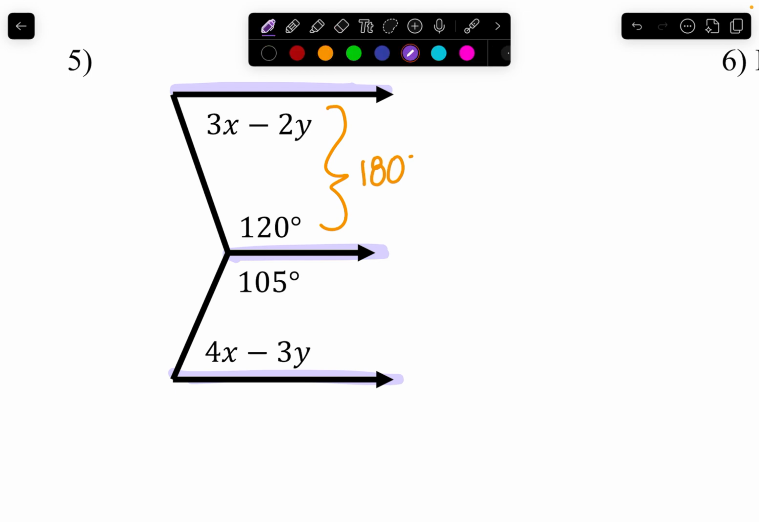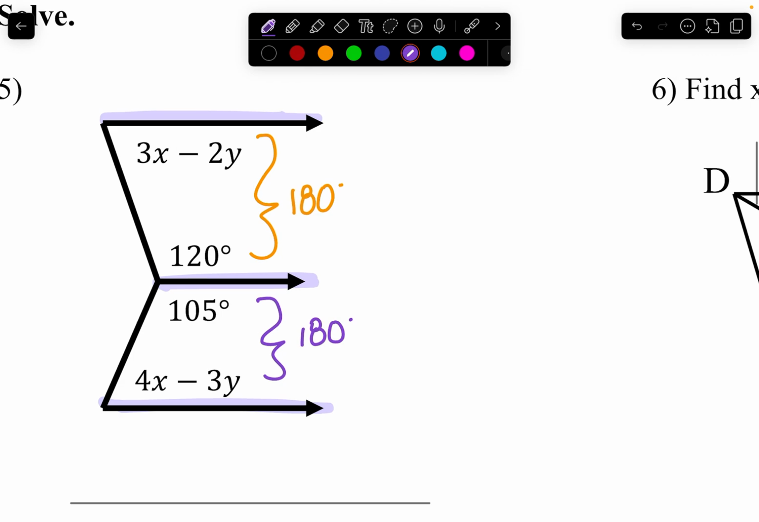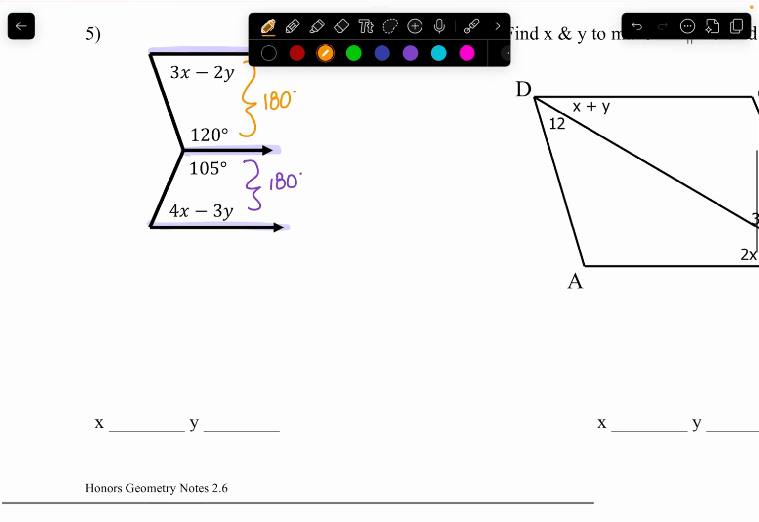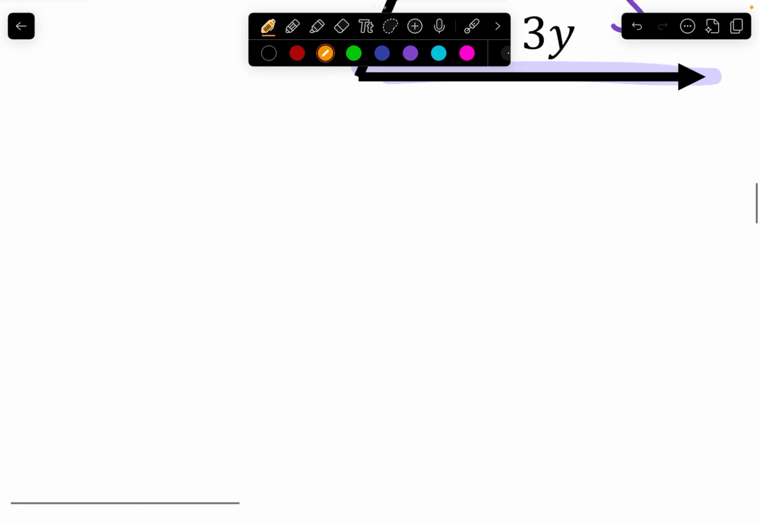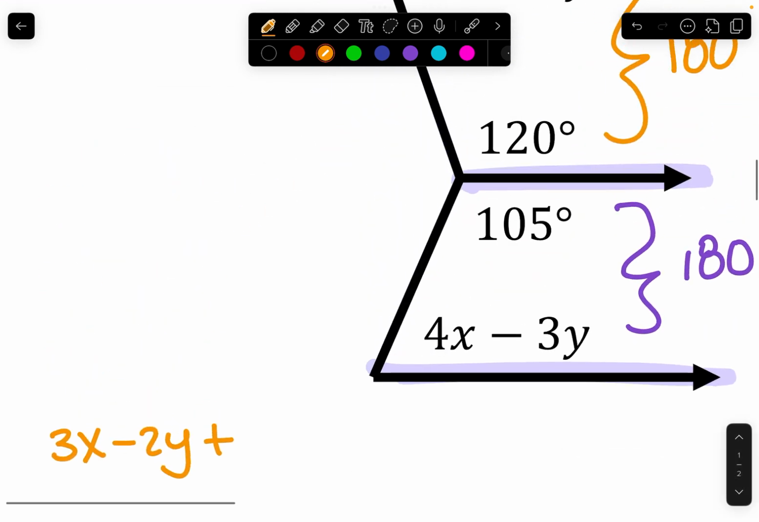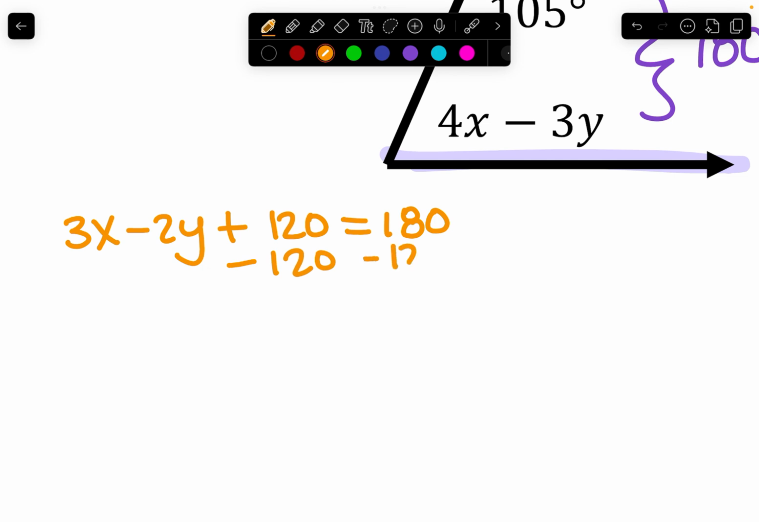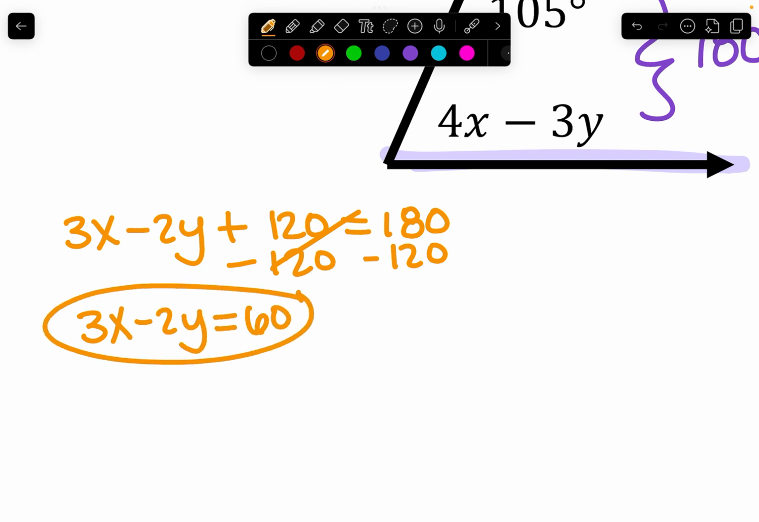And then the same thing is true for my bottom 2 equations. So I'm going to add those together and set those equal to 180. I'm going to do it down here. 3x minus 2y. So we have 3x minus 2y plus 120 equals 180. I'm going to subtract 120 from both sides because I want my equations in standard form. So we have 3x minus 2y equals 60. There's one of my equations.